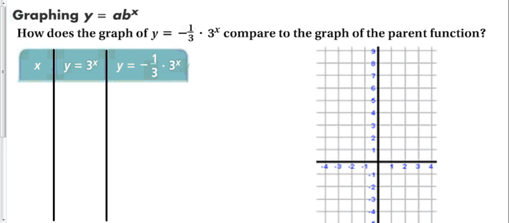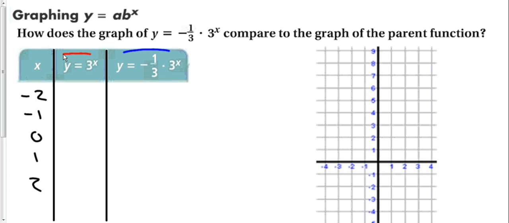Next, let's graph these two functions. We'll do the first one in red, we'll do the second one in blue, and then we'll compare the two. So first, let's choose our x: -2, -1, 0, 1, and 2. Next, let's plug these in.